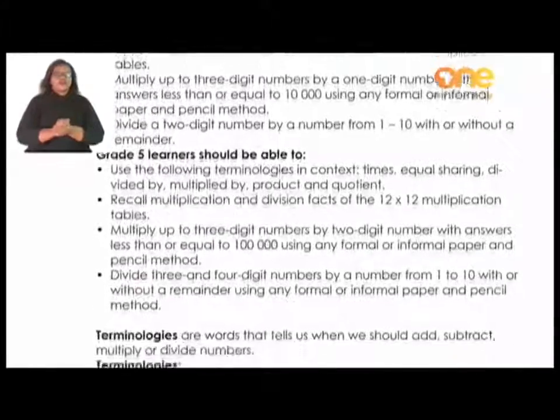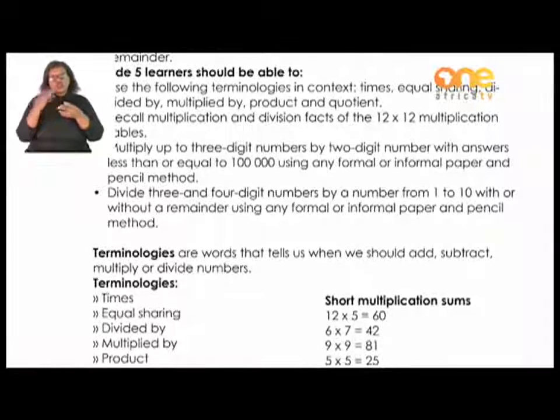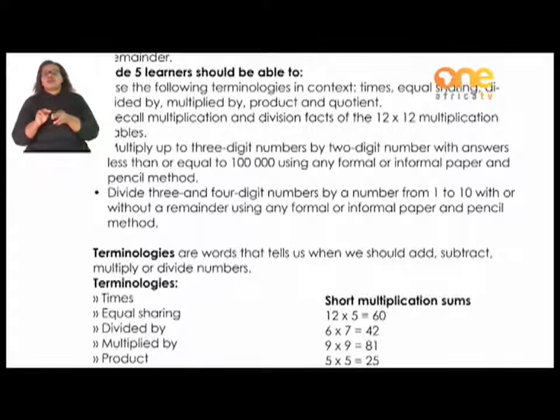The basic competencies for grade 5: the learner should be able to use the following terminology in context: times, equal sharing, divided by, multiplied by, product, and quotient. Second competency: the learner should recall multiplication and division facts of the 12 times 12 multiplication table. The third competency: the learner should be able to multiply up to 3-digit numbers by a 2-digit number with an answer less than or equal to 100,000 using any formal or informal paper and pencil method.